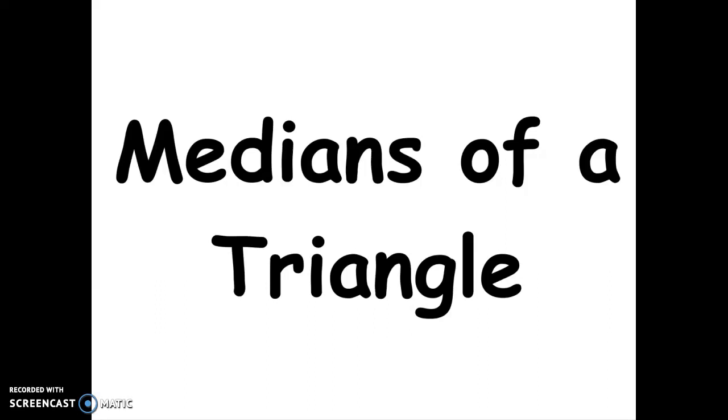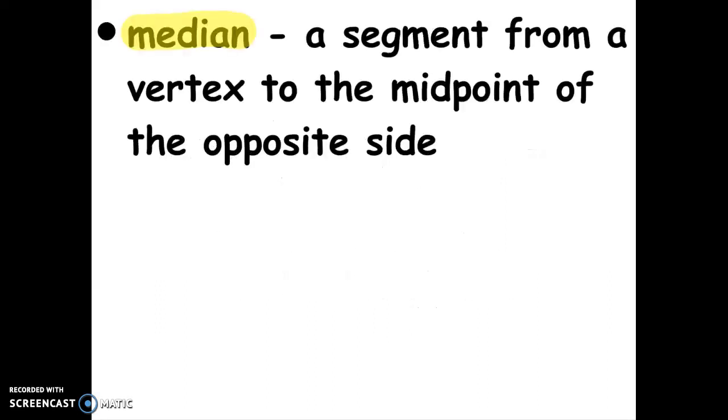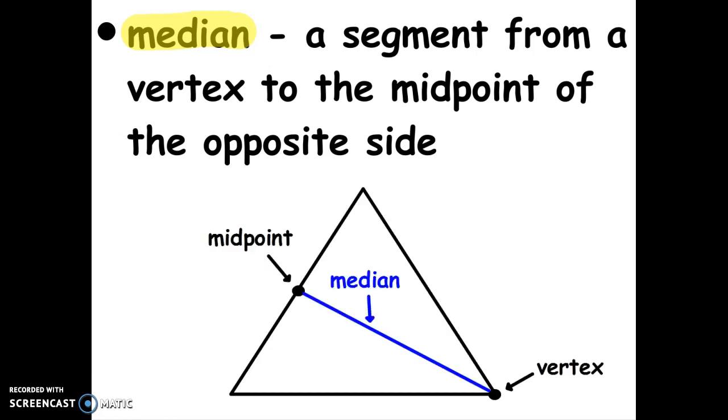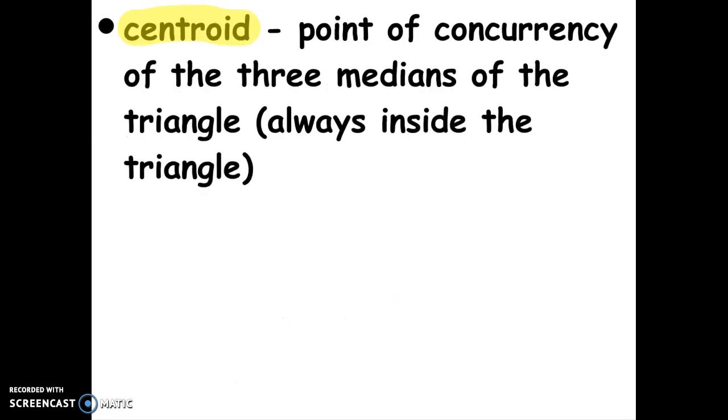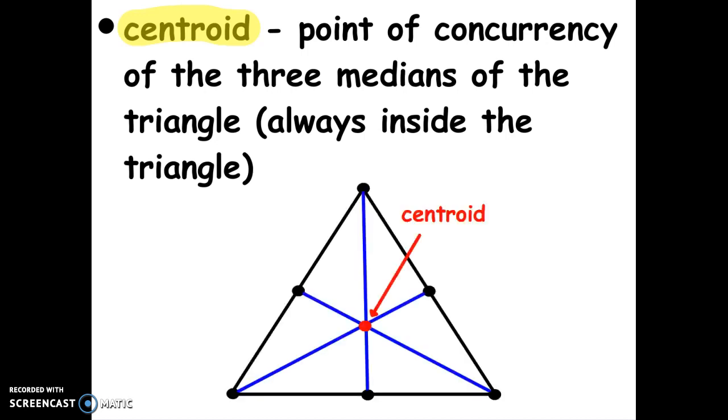Medians of a triangle. A median is a segment from a vertex to the midpoint of the opposite side. The centroid is the point of concurrency of the three medians of the triangle, and it's always inside of the triangle.